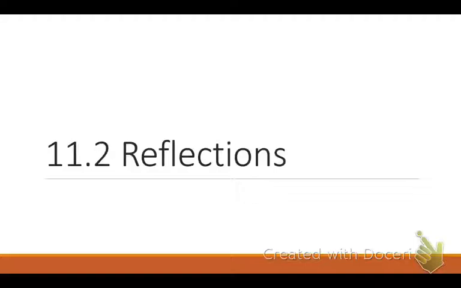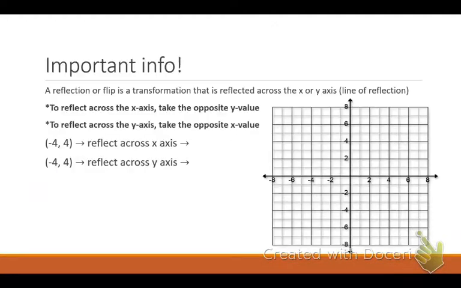Okay, so today we're in section 11.2. We are learning about reflections today, which is our second type of transformation. All right, a reflection or a flip is a transformation that is reflected across the x or the y axis. And we call the x-axis or the y-axis the line of reflection.